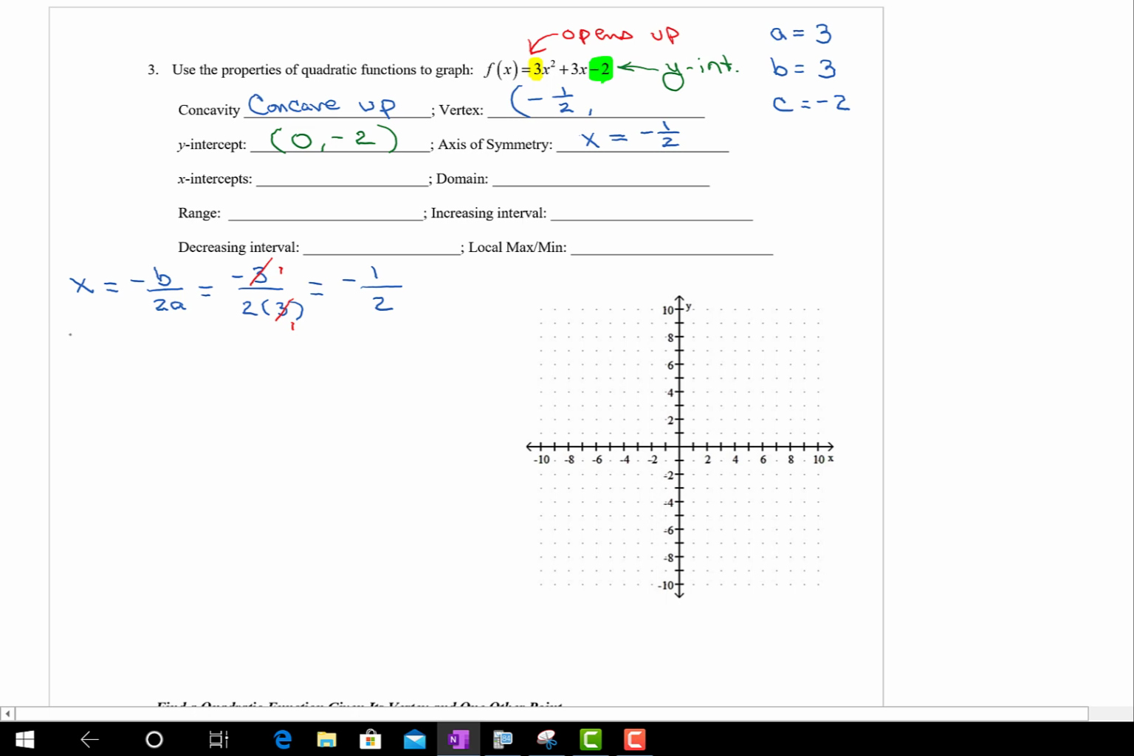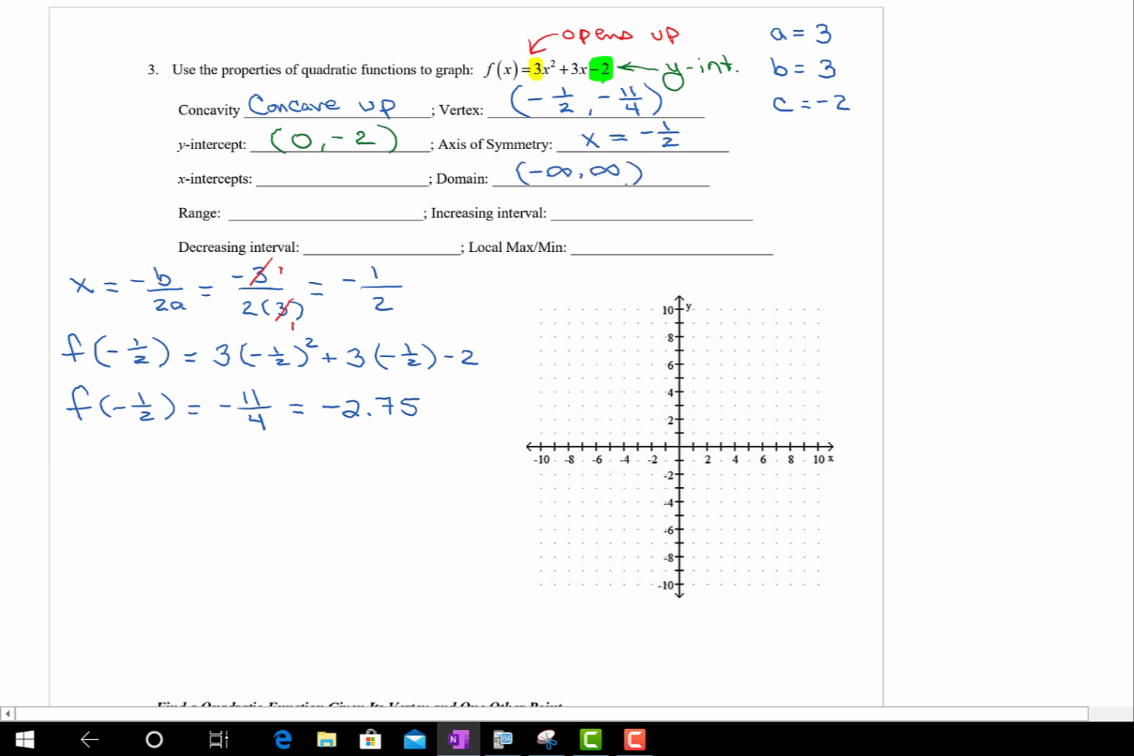To find the y-coordinate of the vertex, you're going to take this and plug it back into the original function. So we're going to find f of negative 1/2, which is equal to 3 times negative 1/2 squared plus 3 times negative 1/2 minus 2. If we simplify all of this out, this will all work out to negative 11/4. You could work this out on your calculator and double check. We can also write this as negative 2.75. So it's okay to write answers as decimals as long as you give me exact answers, right? So this is an exact answer.